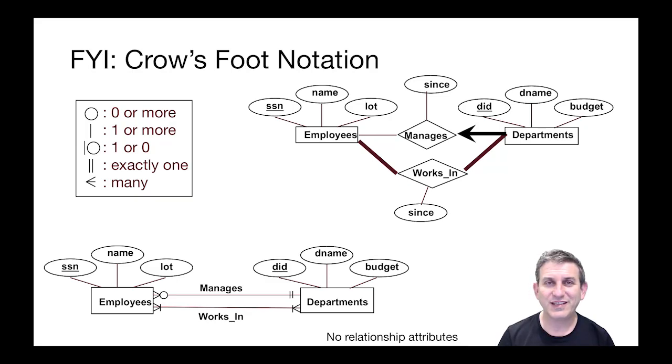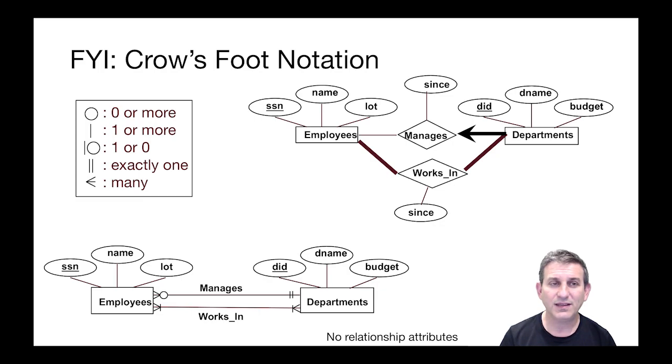The ER diagrams we've been looking at in this class use thick edges for participation constraints and arrows for key constraints. But there are other similar notations that are used in many tools for ER diagrams. A popular one is what's called crow's foot notation, and it has this encoding.